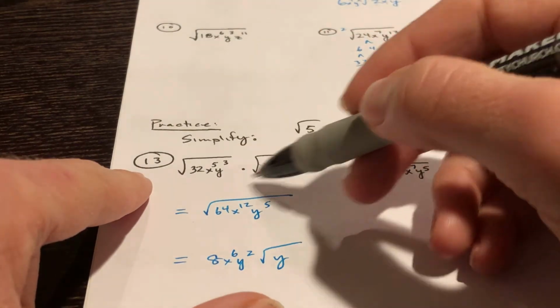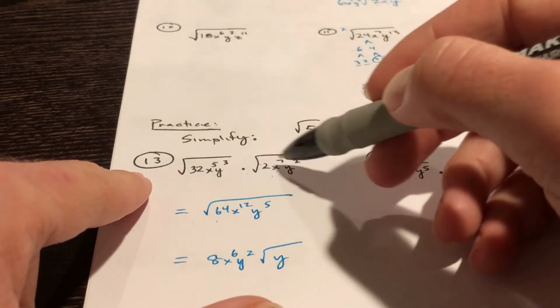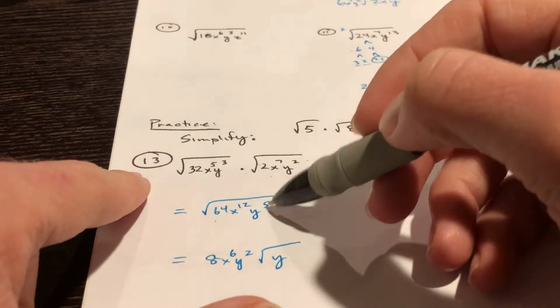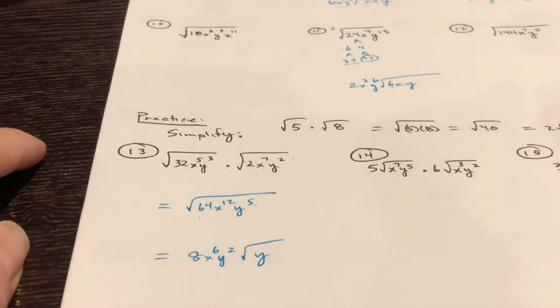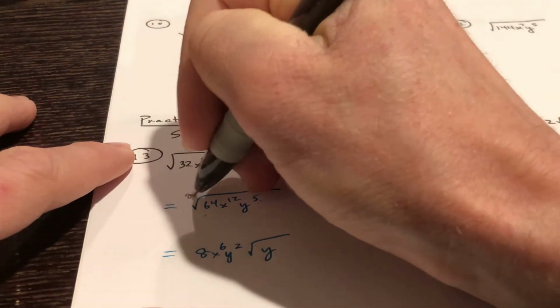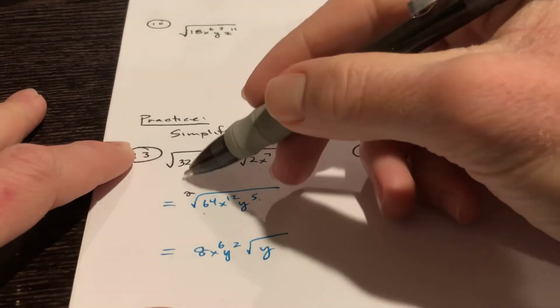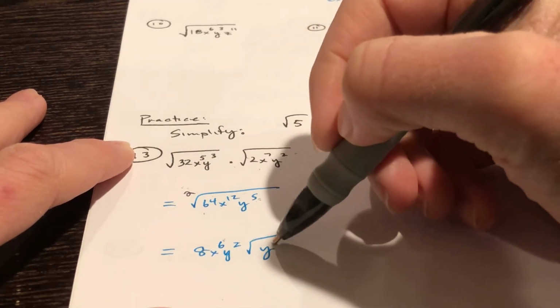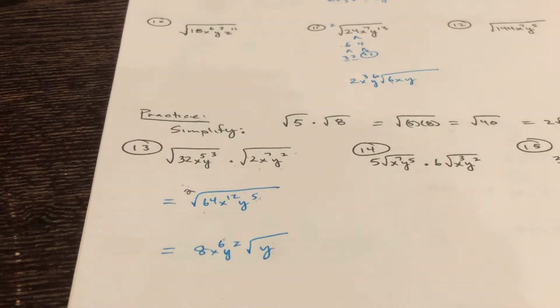So 32 times 2 is 64. X to the 5th times x to the 7th. Add the exponents. X to the 12th. Y to the 3rd times y to the 2nd is y to the 5th. Add the exponents. So now I'm taking the square root of 64, which is 8. 2 goes into 12 6 times exactly. 2 goes into 5 twice with 1 left over. The only thing that remains in radical jail is that y.